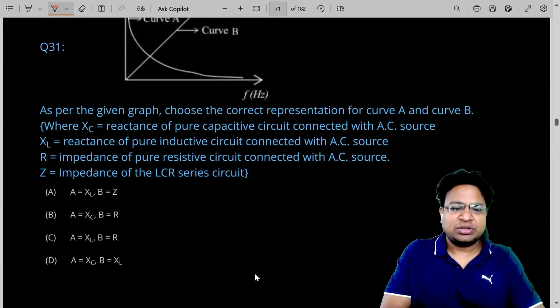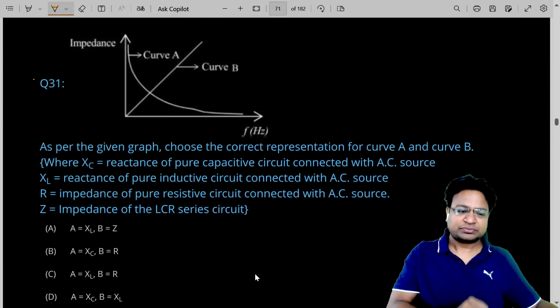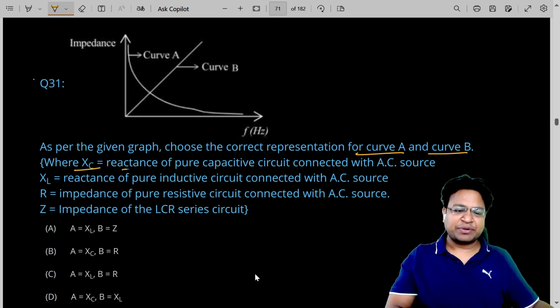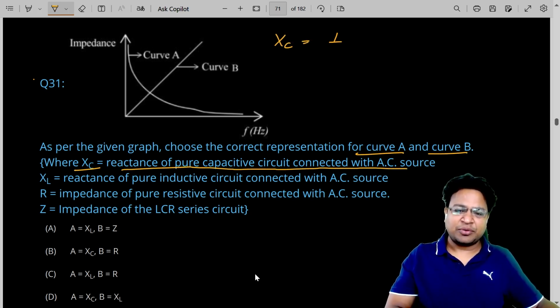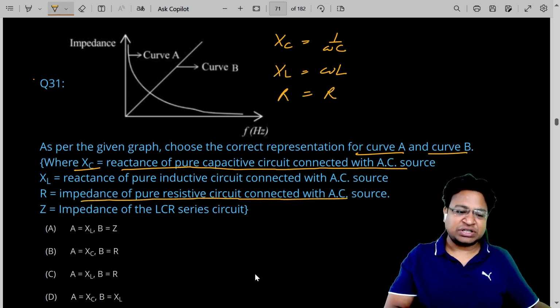Next, we go to question number 31, which again looks a very straightforward question. This question says, choose the correct representation for curve A and curve B. XC represents reactance of pure capacitive circuits. So, XC is actually 1 upon omega C. XL similarly is omega into L. R is the impedance of the pure resistive circuit, so that is the resistance value only, and Z will become the root of (XL minus XC) square plus R square.